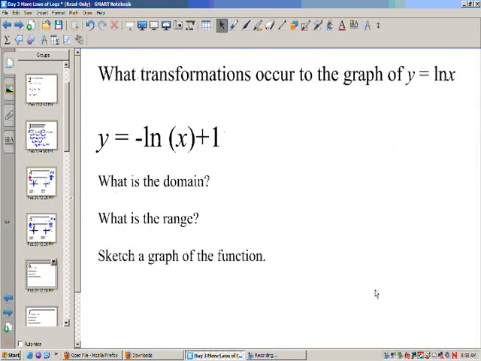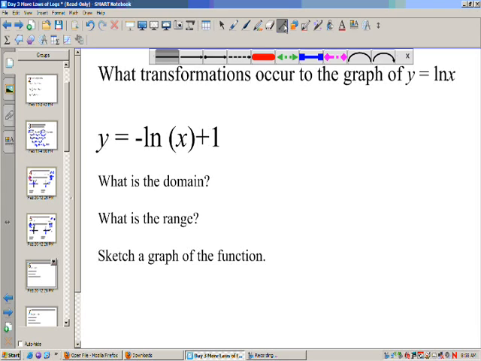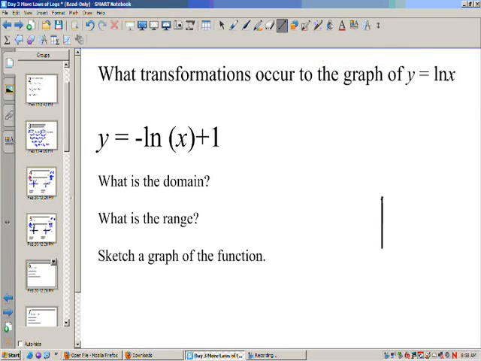Alright, so now we're going to do some linear transformations on this. What transformations would occur to the graph y equals natural log of x when we have y equals negative natural log of x plus 1? Well, we could graph this on our calculator, but I think we can do this without graphing it on our calculator.